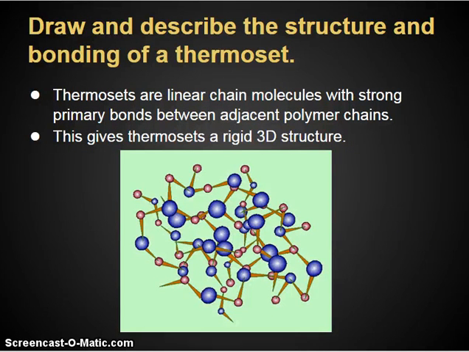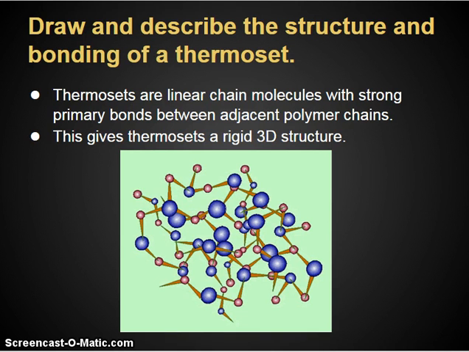Draw and describe the structure of a thermoset. A thermoset plastic has strong secondary bonds. Primary bonds are covalent bonds, but the secondary bonds between the polymer chains on a thermoset are very strong. They don't break down with heat like a thermoplastic, which means thermosets do not remelt. If you have a thermoset plastic, you cannot form it and then remelt it.